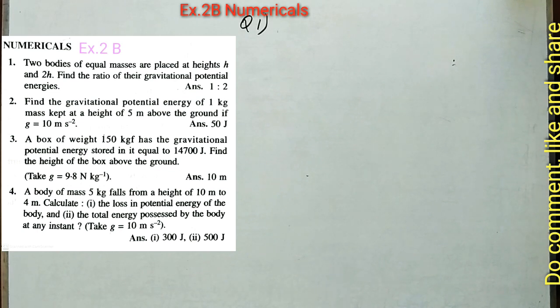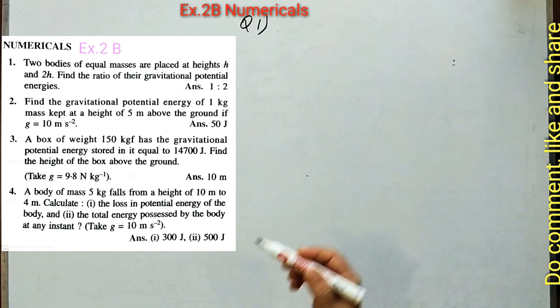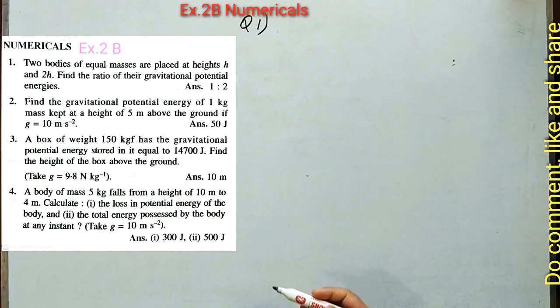We start with question number 1. Look at the screen and read the question thoroughly. Two bodies of equal masses are placed at height h and 2h. Find the ratio of their gravitational potential energy. Two bodies of equal masses and the heights are given differently.